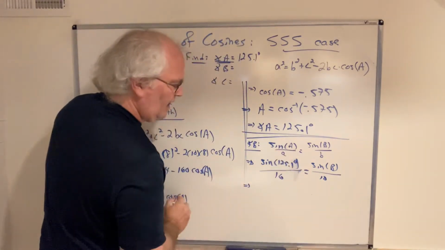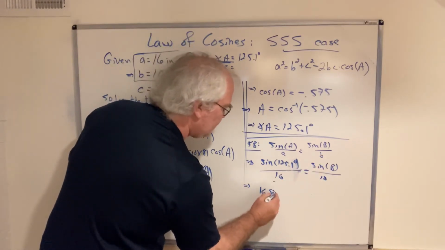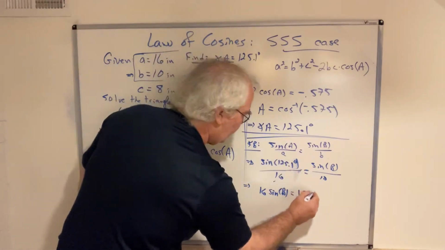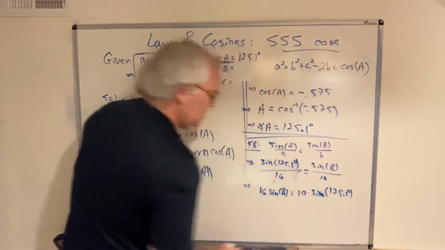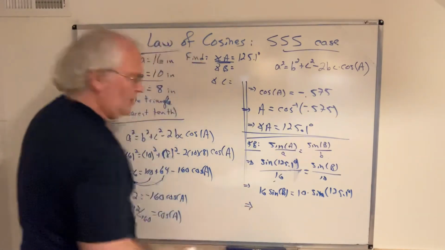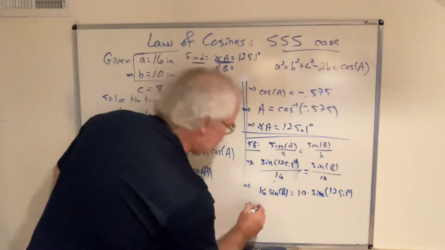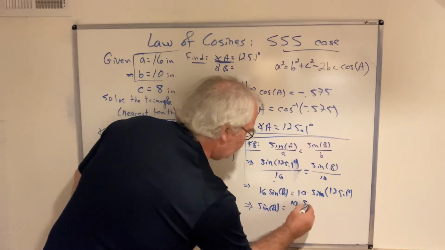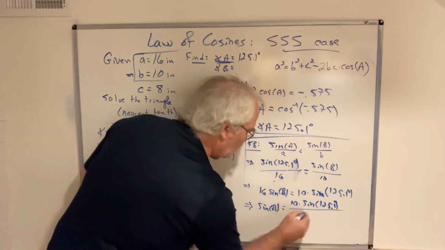And if we cross multiply and set those equal, I get 16 times sine of B is equal to 10 times sine of 125.1 degrees. Divide both sides by 16. Remember, do the algebra before you get to the calculator. So sine of B is equal to 10 times sine of 125.1 degrees all over 16.